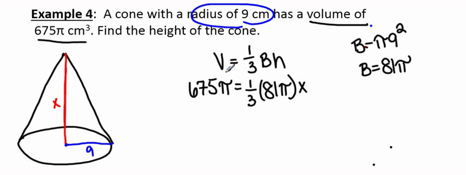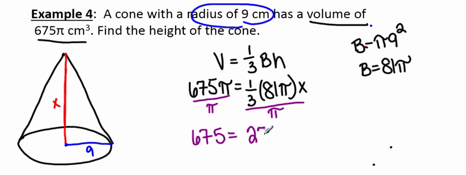I'm looking at both sides. Again, I'm seeing that pi on both sides. I'm seeing a nice little way to clean this up. Just divide both sides by pi. I'm going to do 1/3 times 81 at the same time. 1/3 times 81 is 27. The pi's cancel, and I'm left with the x that I had here on the end. So now I've got 675 is equal to 27x.